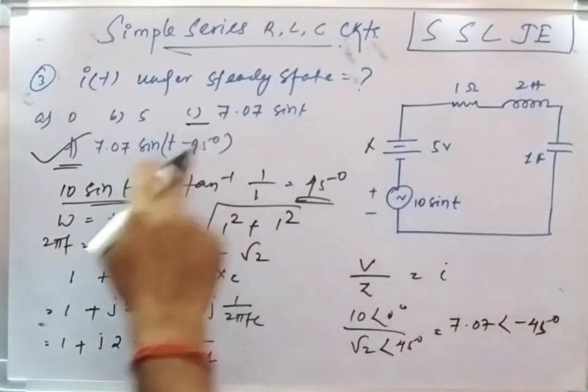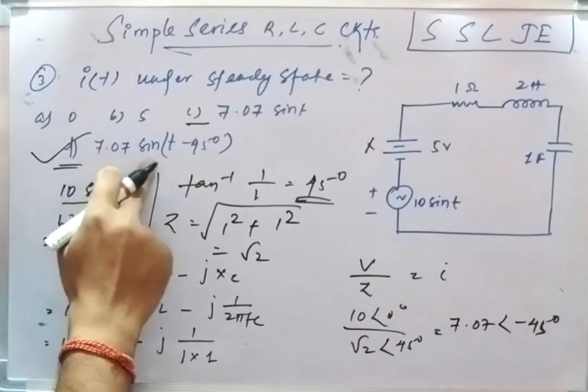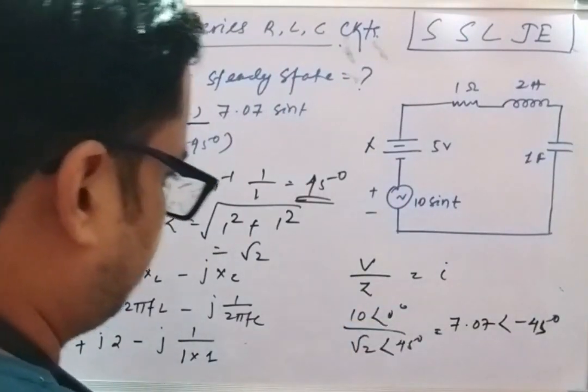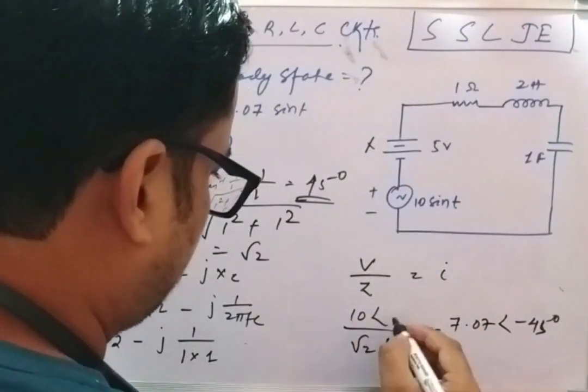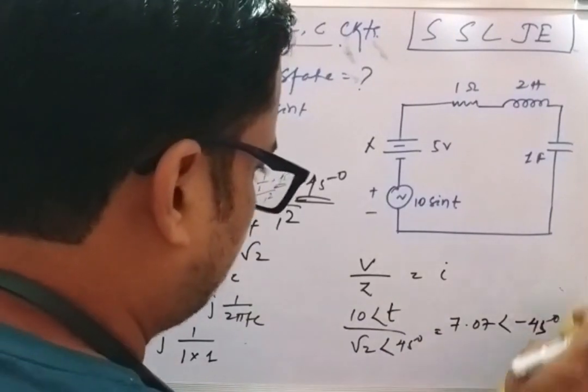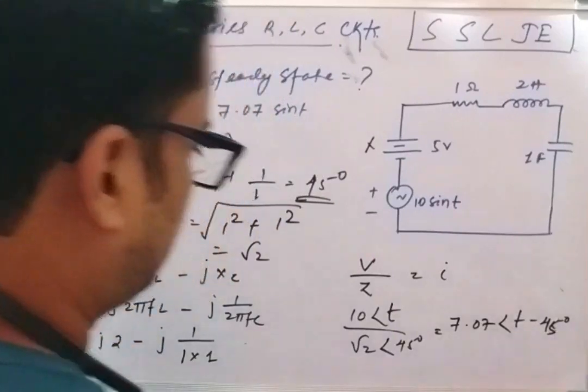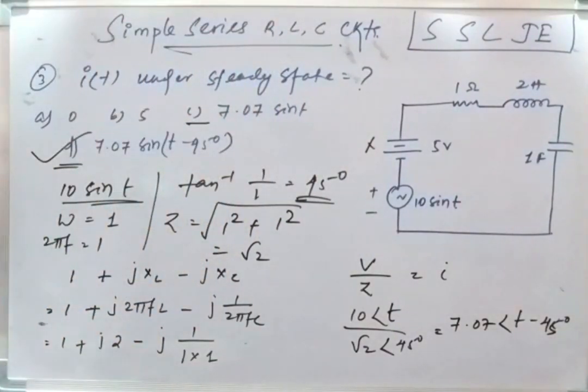If you write it in sinusoidal form, it will be 7.07 sin t minus 45 degrees. We are taking t as a reference value, that's why I am taking 0 here. In place of t, I am taking 0 here. You can write it as t also, no problem. So you will get t minus 45 degrees. Just applying the basics, you can solve any kind of problems related to simple series RLC circuits.